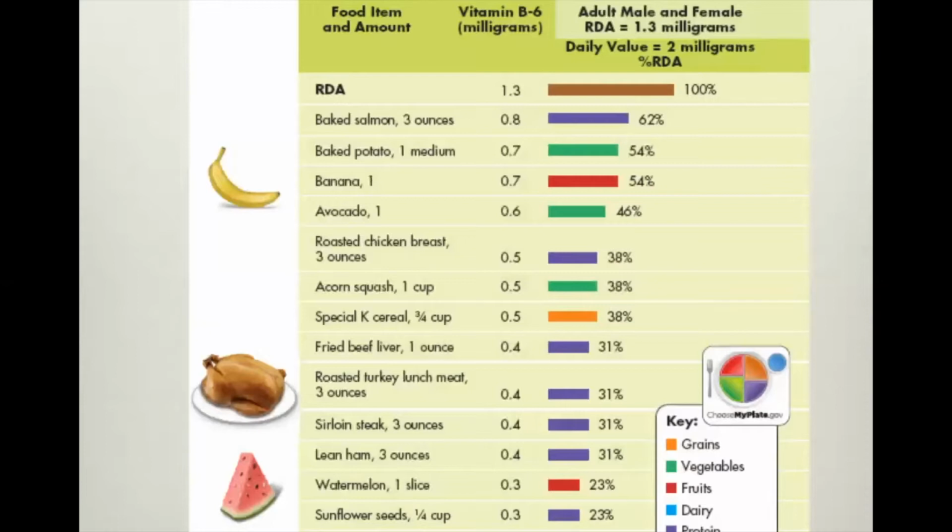Sources of B6. So here we've got quite a variety of foods. We've got some protein foods, some fruits, specifically banana, vegetables, watermelon, some grains, just quite a variety of foods where you can find B6.